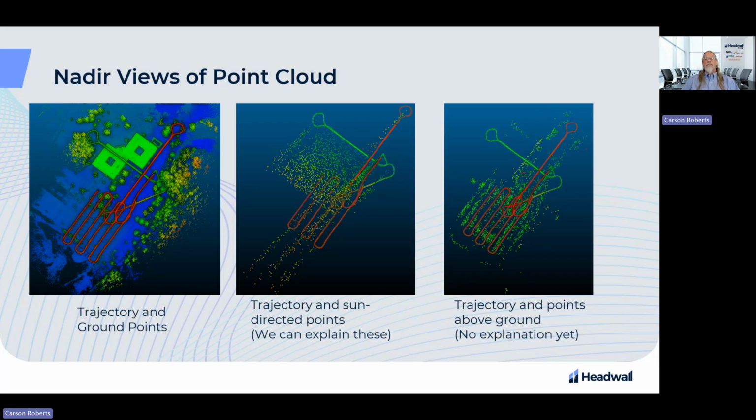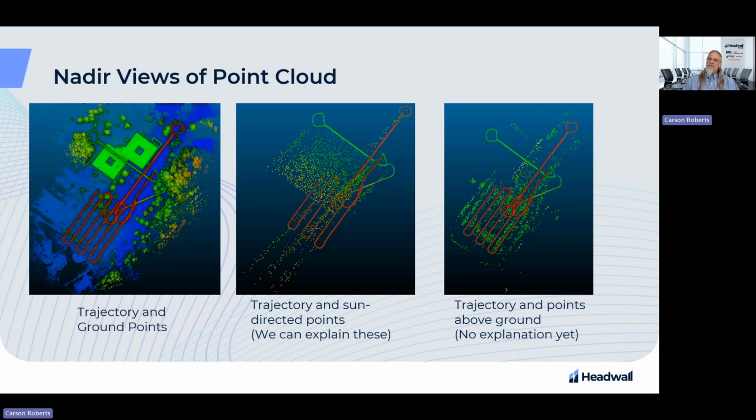So I've broken up this point cloud. There's the trajectory and the ground points. Depending upon the drone, we get quite a few reflections either from the drone body or from the rotors, and we can actually see an object in the point cloud that is the trajectory. If we look just at the trajectory and the points above the trajectory, these are what I'm calling sun-directed points, and I have an explanation for them.